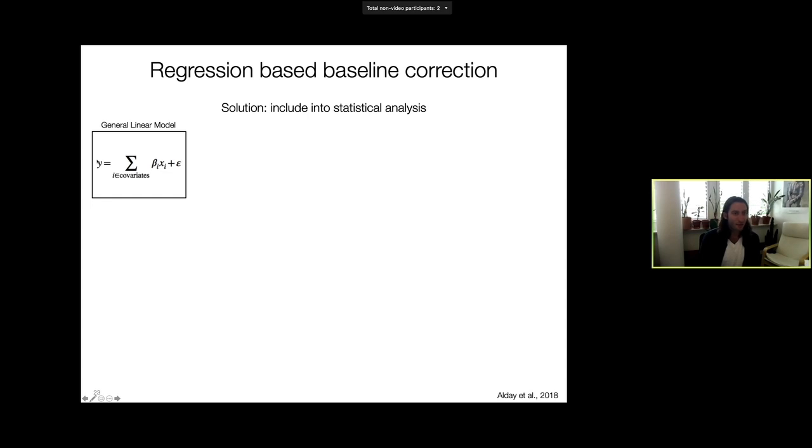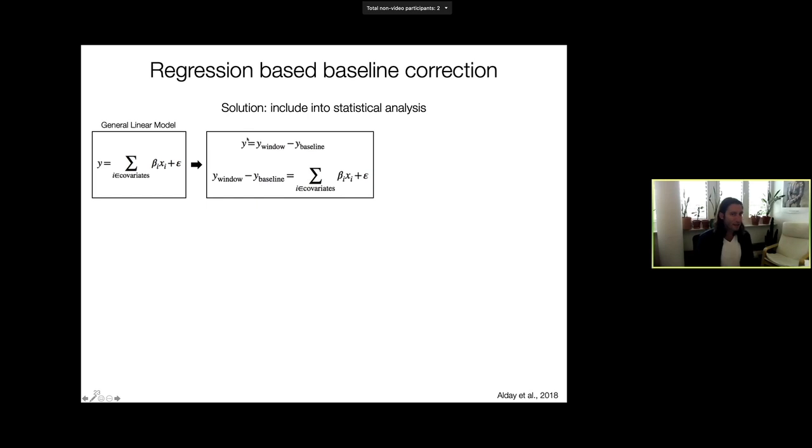On the left side, you have your outcome variable, y, which is usually the EEG activity. And on the right side of the equation, you have your predictor, which can be 2 different conditions or groups, or a continuous variable, and the error term. So now for baseline corrected data, we can rewrite this y into the y of post-stimulus activity, which is called here window, minus the typical baseline correction. And now we have the new formula here.